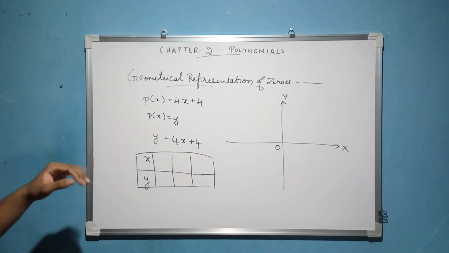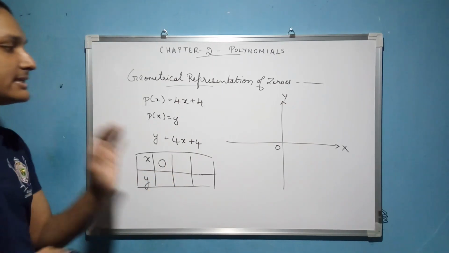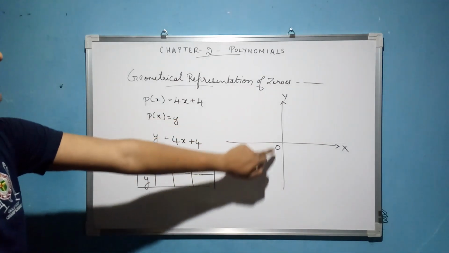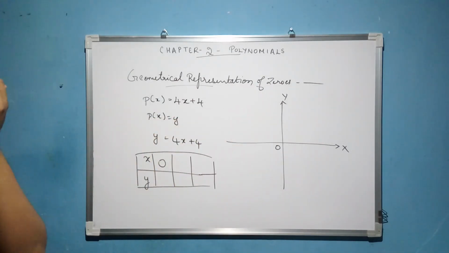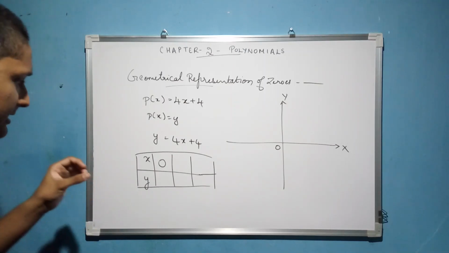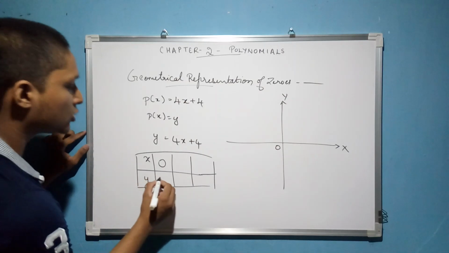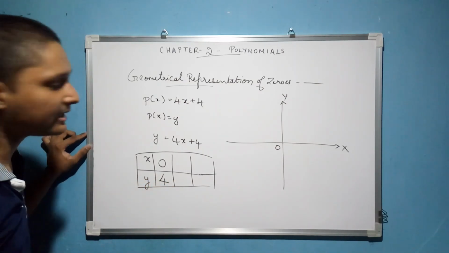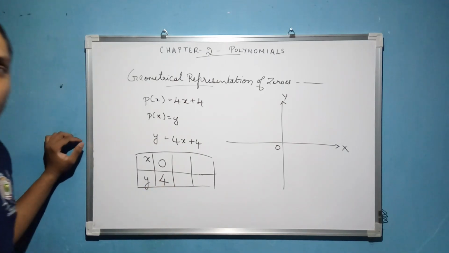Let me take x to be 0 in the first one so that it is easy for me to search on the y-axis and plot the point. Otherwise, I get confused where it is, right? So when x is equal to 0, this x term goes away, so only 4 is remaining. This x term vanishes, only 4 is there. So here you get 4.